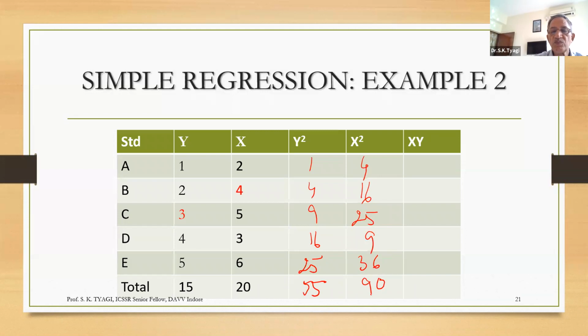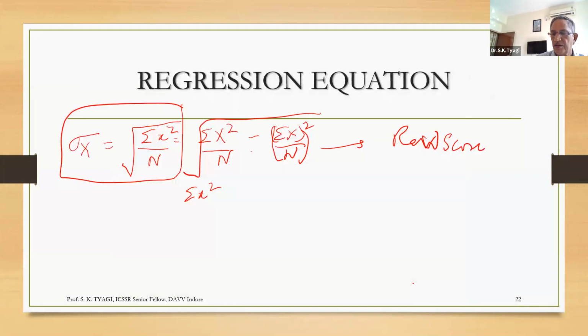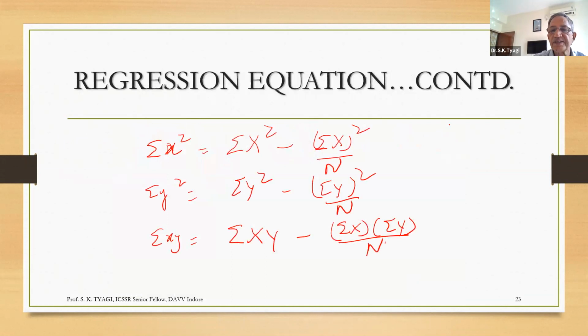90. Now xy: 2 into 2 is 2, 4 into 2 is 8, 3 into 5 is 15, 4 into 3 is 12, 6 into 5 is 30, 10, 15, 17, 1, 2, 3, 3, 6. Now put in this formula. Let us first calculate. Okay. First calculate this correction term.